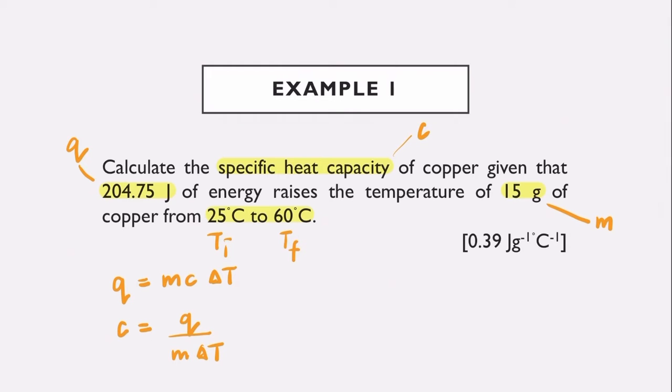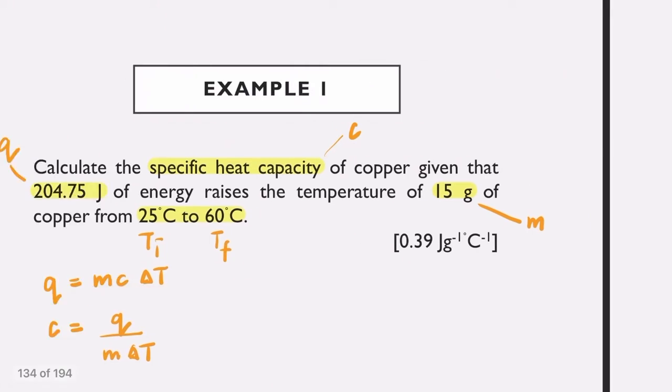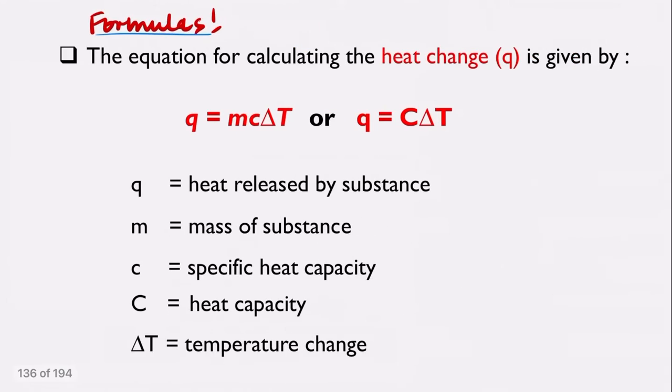Okay, so just plug in your values. This one is in joules, and then over your mass in grams, multiplied by your change in temperature, so 60 minus 25 degrees Celsius, and then you should get this answer. Make sure your units are correct and tally with the SI units you use in the formula. So do this by yourself, and here we have the formulas for heat change.